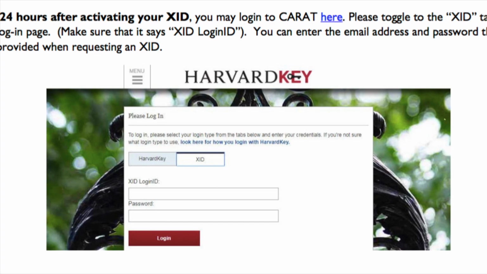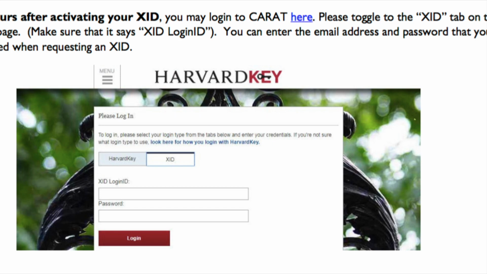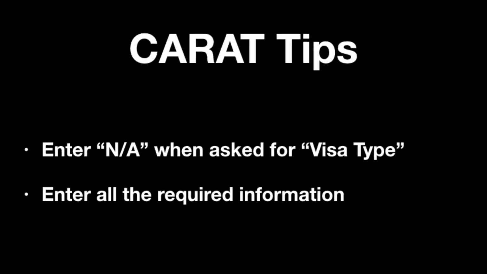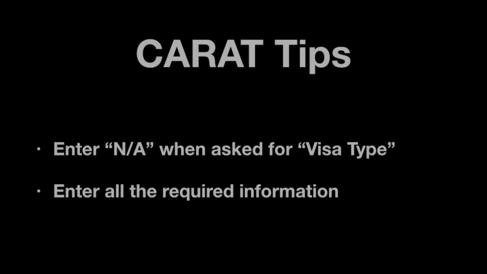Then you use your XID to register on the Carrot application system using this link. A couple of important tips. When it asks you for a visa type, write NA. Enter all the required information.